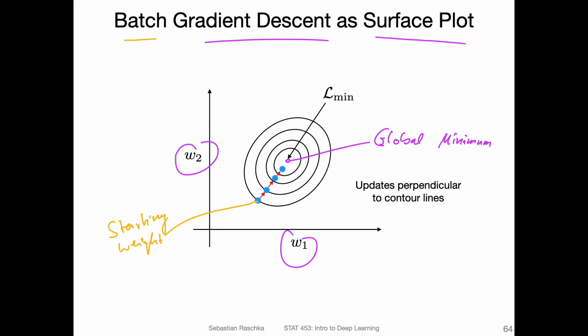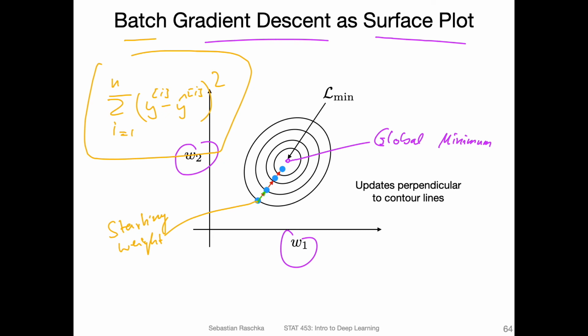Now if we use batch gradient descent, where we derive the loss function based on the whole training set, so let me just quickly write this down here again. If we compute the derivative of this one considering the whole data set, then we will make direct leaps towards the global minimum. So each update will be perpendicular here to the contour lines.